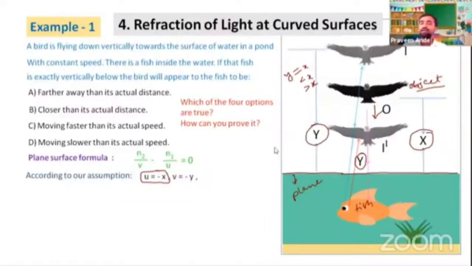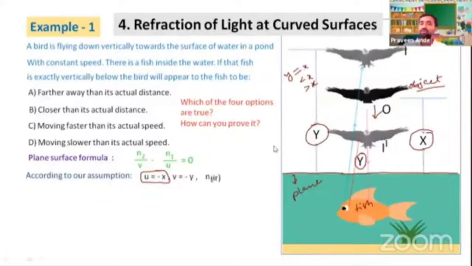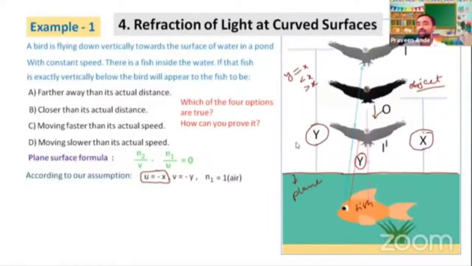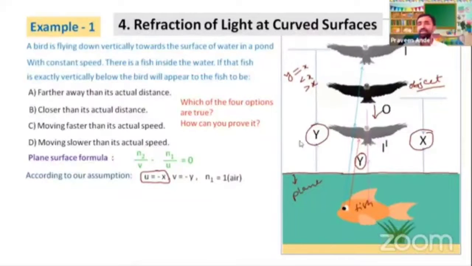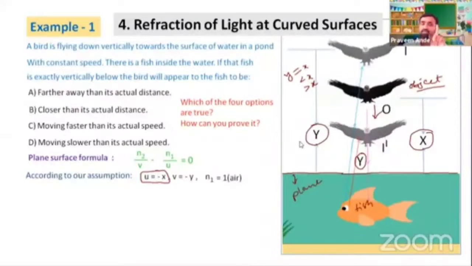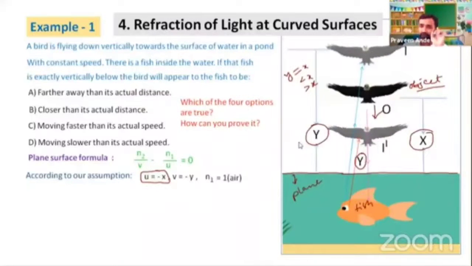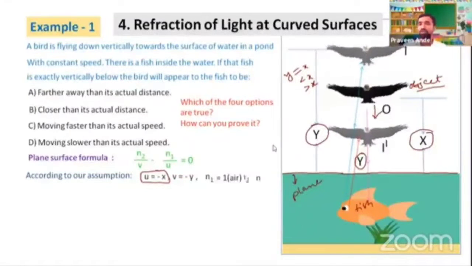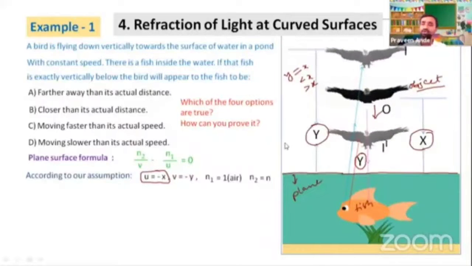Then write down the refractive indices. n1 equal to 1, because the bird is in which medium? In the air. The light started from the air, so where the light started, you have to consider that as the first medium, that is air. Air refractive index is approximately equal to 1, so I am taking n1 equal to 1. Then what about n2? We don't know, so I am assuming it as something, n, an unknown value.